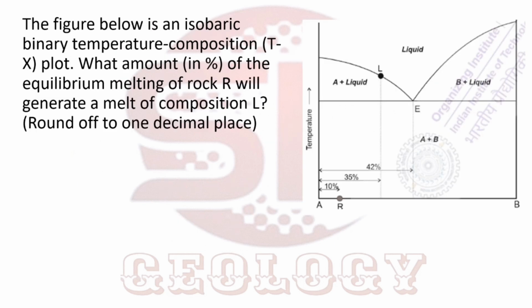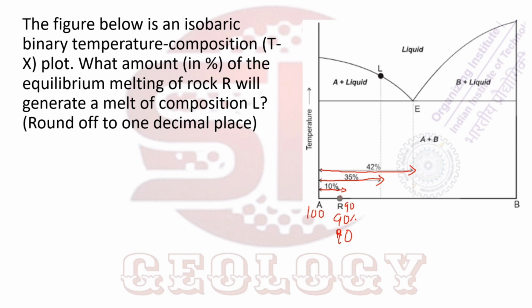In the figure below is an isobaric binary temperature-composition Px plot. The percentages are given: this point to this point is 42%, this point to this point is 35%, and this to R is 10%. So the value of R is here: A is 90%, B is 10%. The composition of R is 90% A, 10% B, because if the total is 100%, the difference from 90 will be 10%.